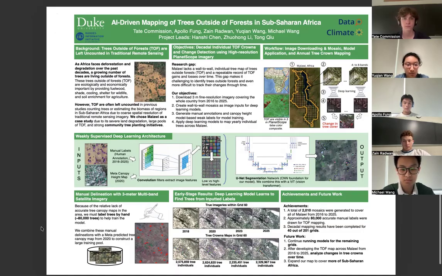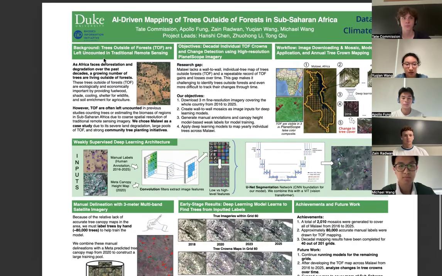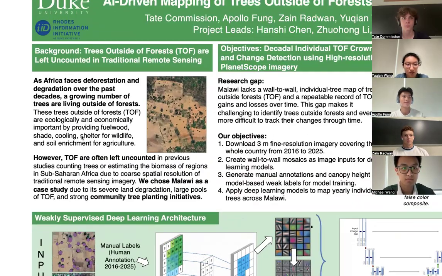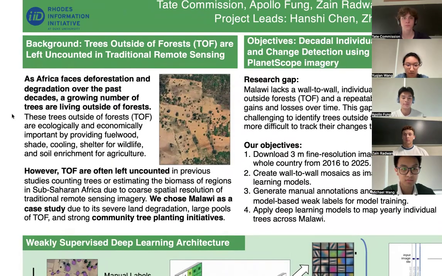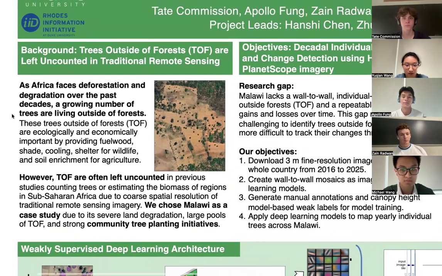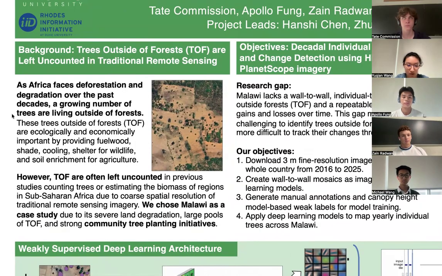However, trees outside forests are often left uncounted in previous studies, and counting trees and estimating the biomass of regions in sub-Saharan Africa is difficult due to the coarse spatial resolution of traditional remote sensing images. And Malawi, as a case study, has very severe land degradation and large pools of trees outside forest, and it has strong community tree planting initiatives.